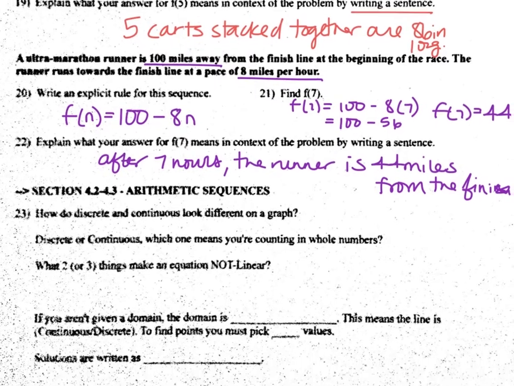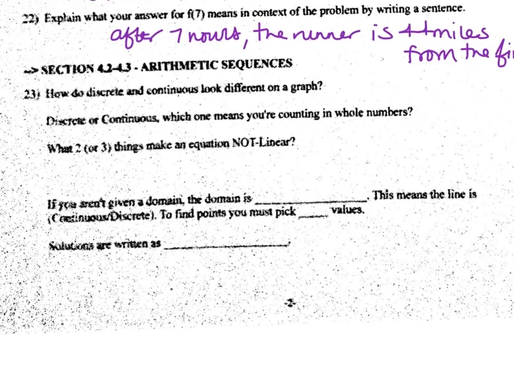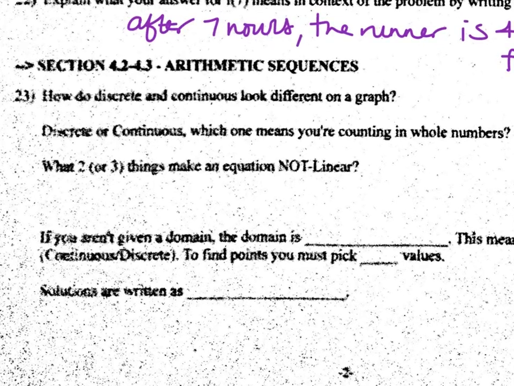All right, next section, arithmetic sequences. How do discrete and continuous graphs look different? So remember, they look different because discrete are disconnected and continuous are connected. Which one means you're counting in whole numbers? You should have picked discrete.